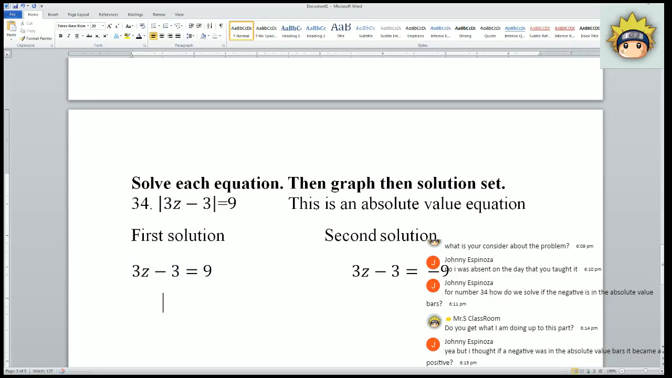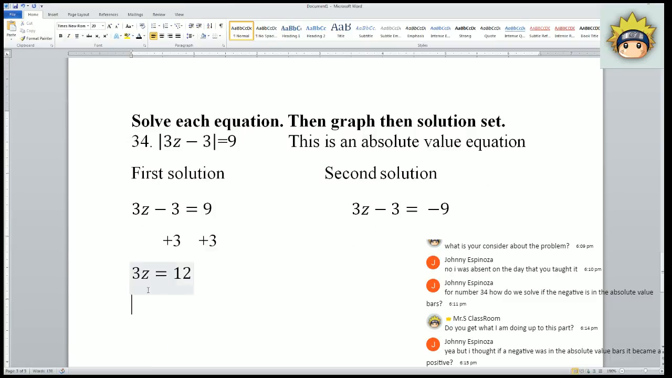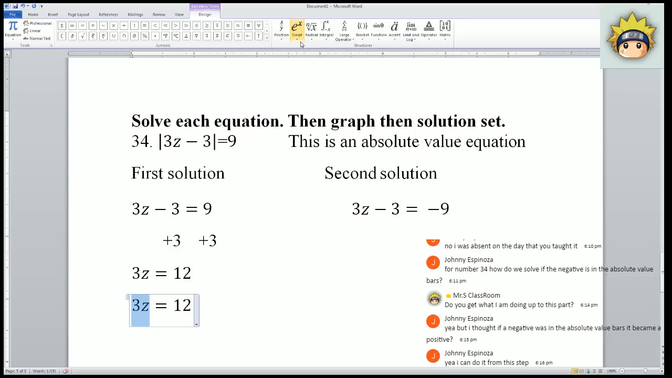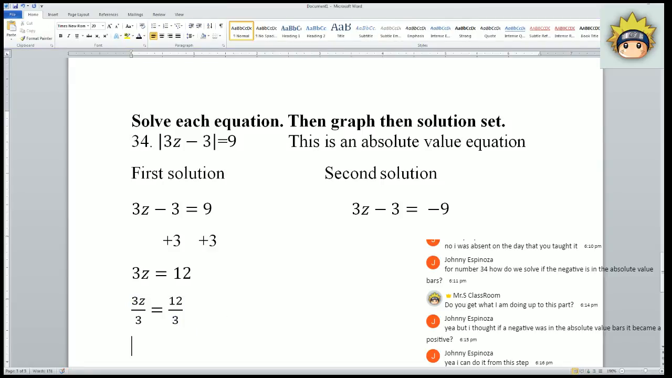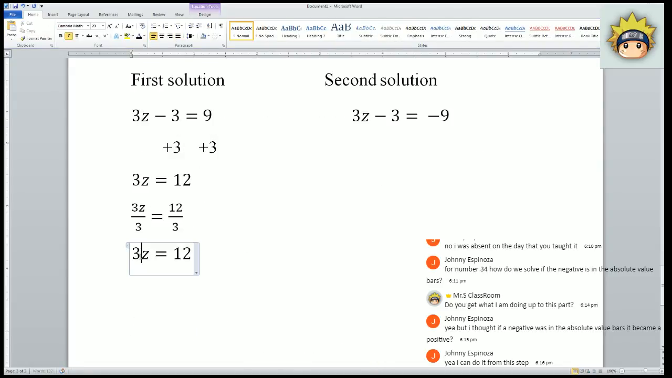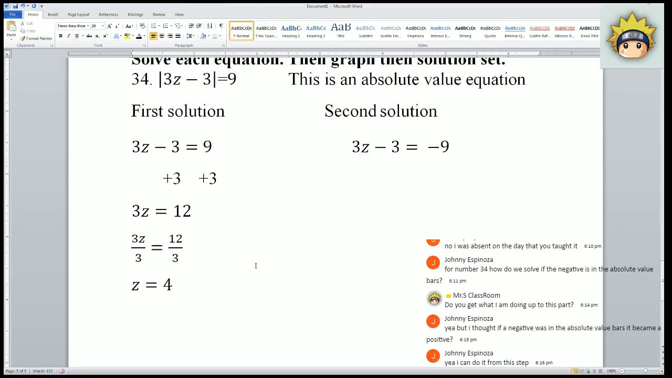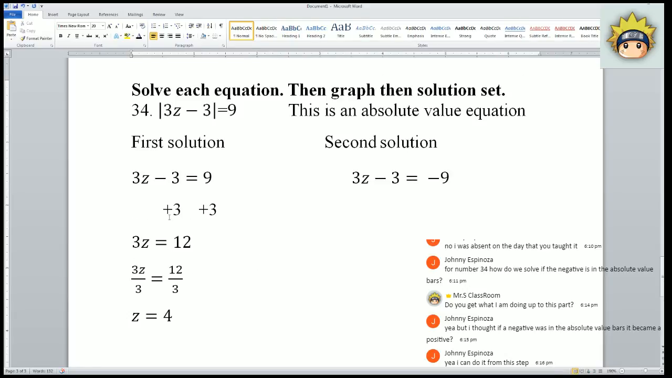Okay, right? You would add 3 here, add 3 here. Then you would be left with 9 plus 3, which is 12. Then you would divide both sides, 12 divided by 3, so z equals 4. Yes, I can do it from that side, right? You see how it becomes the same thing here. Alright, same procedure right here.